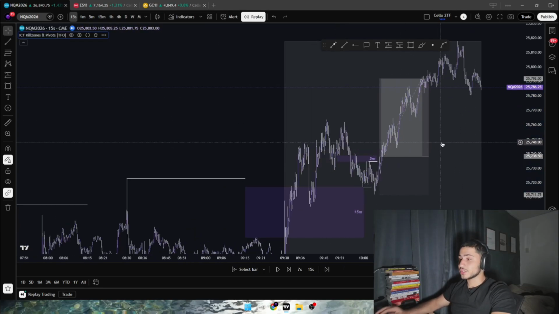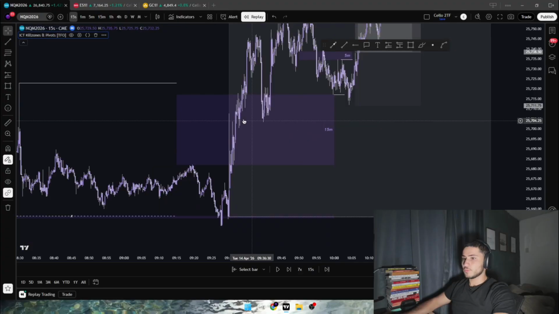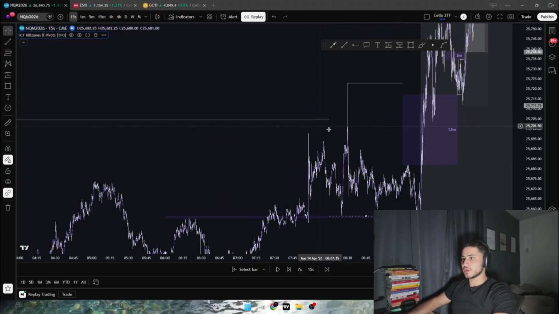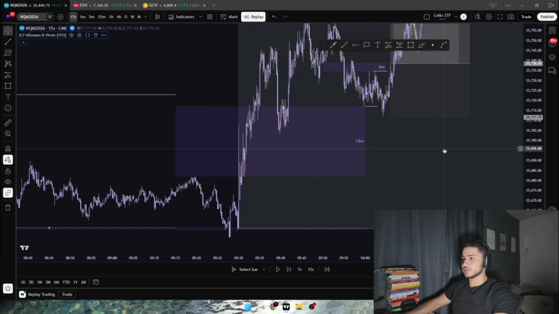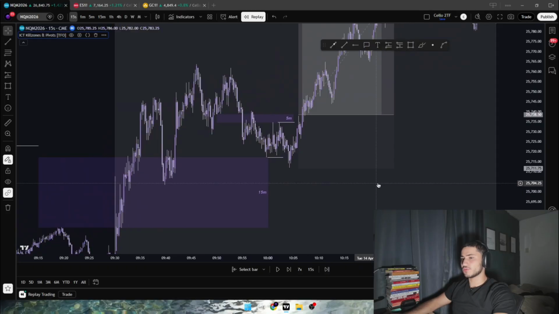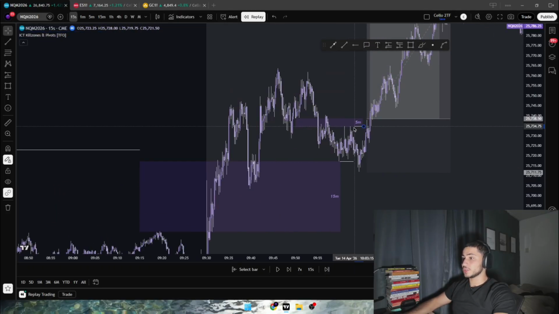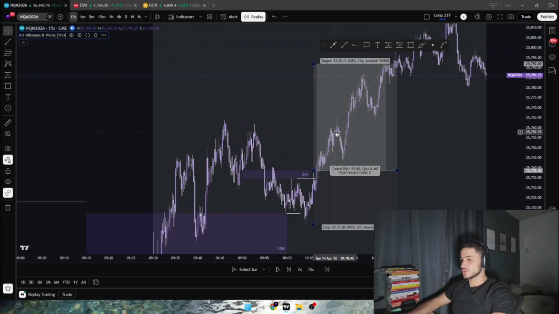I also did not take this trade. Why? We already reached our weekly target right here, and then you don't really want to look for a 50-minute entry. But as we see right here, it played out very nice. And this was on Tuesday.